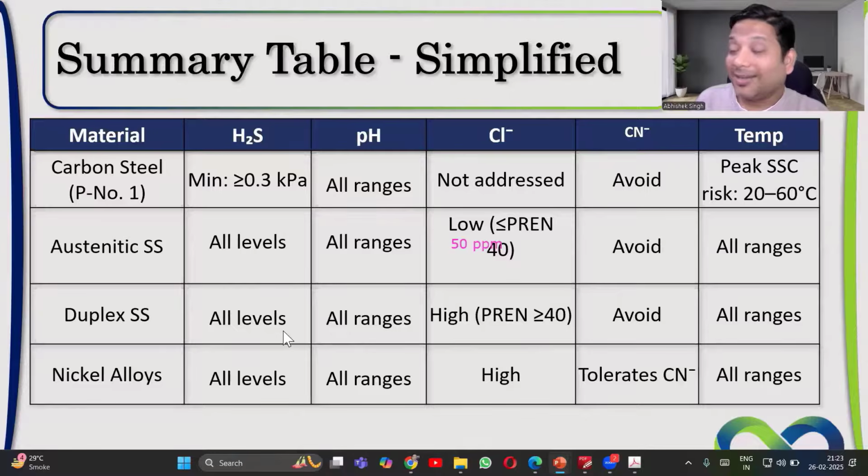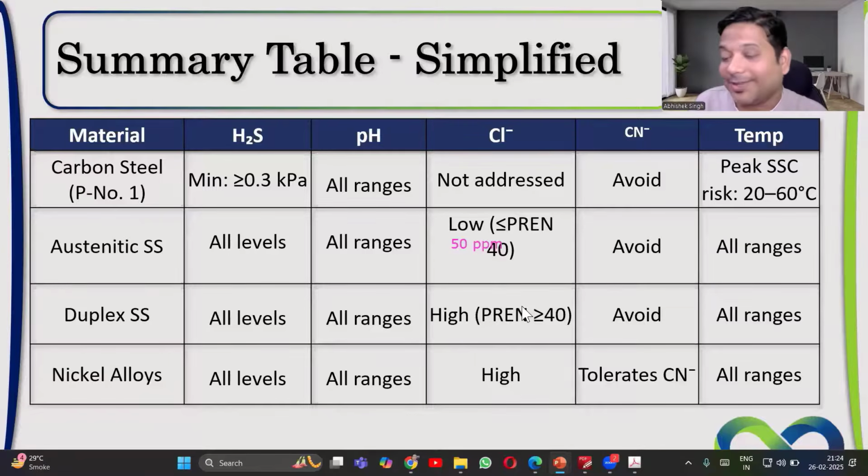If we talk about nickel alloys, again, nickel is the only element where even high cyanide presence may be tolerated. So if you have very high cyanide, or very high chloride ppm values like 1,80,000, or that kind of figure, 2 lakh chloride ppm presence, then only you can use nickel alloys. You will not be able to use duplex or austenitic steel. So that is a very rough table.